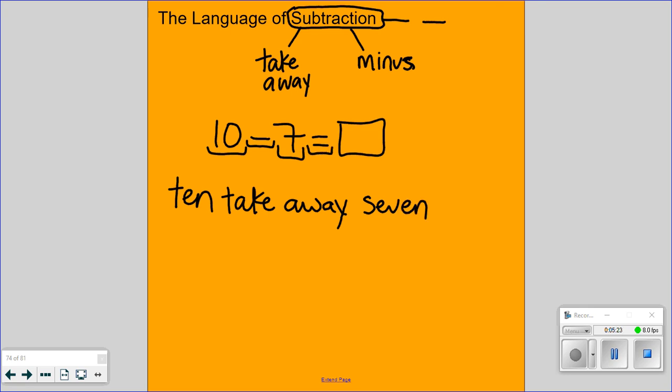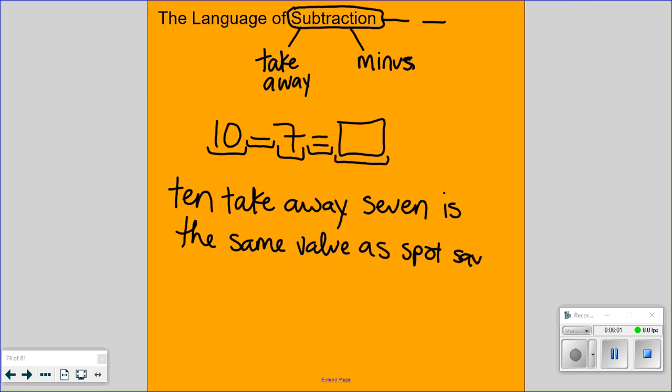What does this symbol mean? We spent a lot of time talking about that last week. What does that equal sign mean? Ariana? Is the same value as. What does this symbol mean? Zach? Spot saver. Mystery number. Dots.